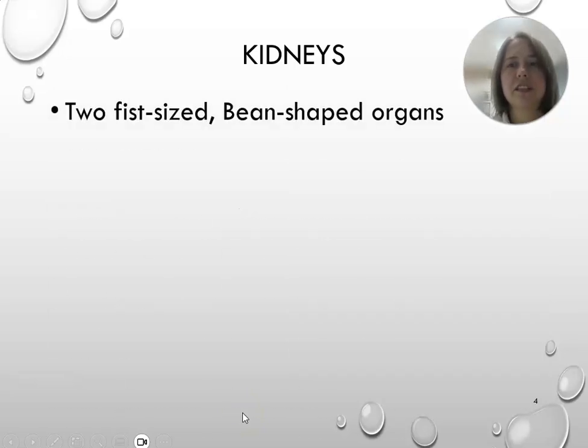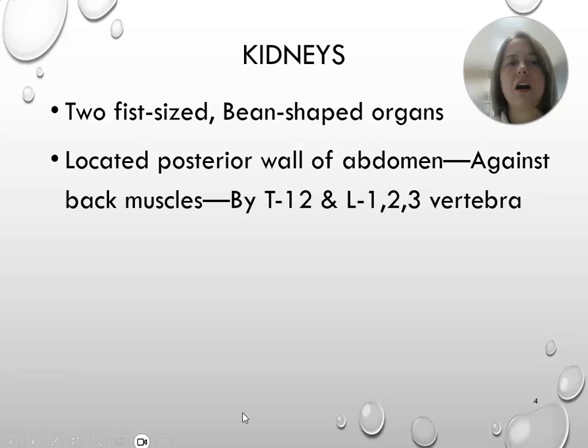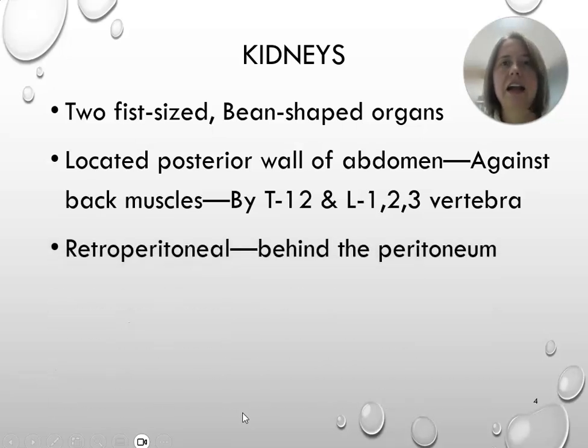You have 2 fist-size, bean-shaped organs, and they are located on the posterior wall of the abdomen, right against your back muscles, and they are by the vertebra T12, so the last one that's attached to ribs, and then L1 and L2 and L3. And they are actually retroperitoneal. What does that mean? That means they are behind that peritoneum sac that holds all of your abdominal organs, except for the kidneys. They're behind that.